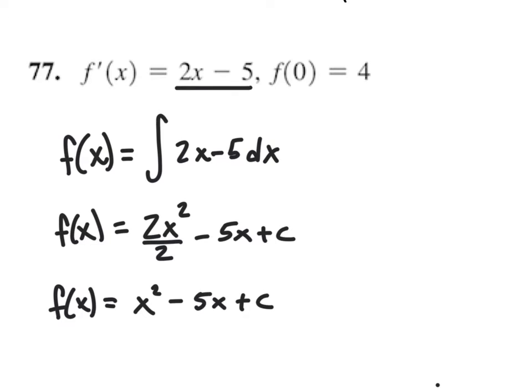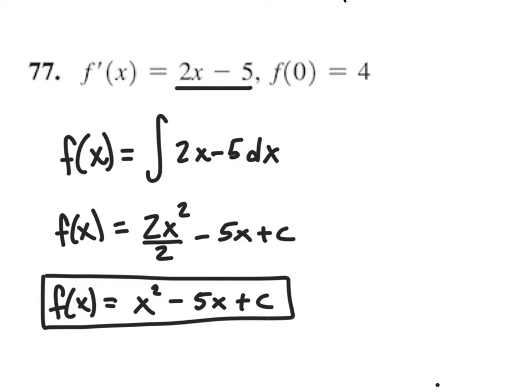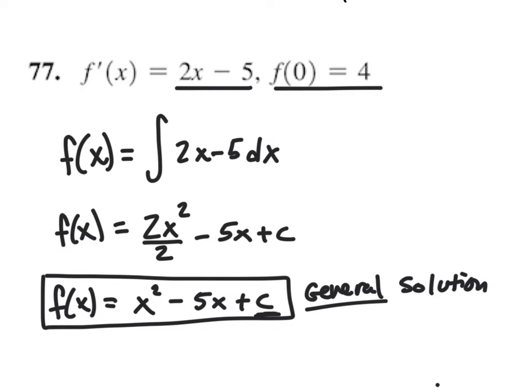If you wanted to check to make sure that you have the correct antiderivative, just take the derivative, and you know that if you took the derivative, you get 2x minus 5. So we're good on that. This is what we're going to call the general solution, or general equation, whatever. So this is general, that's that plus c. It could be anything, depending on what we have as initial condition.